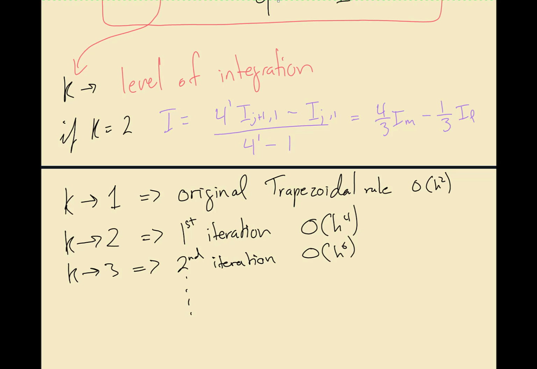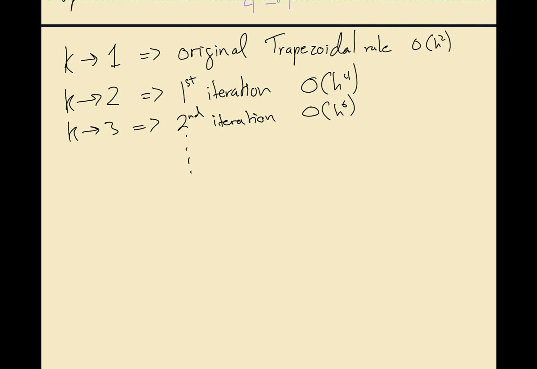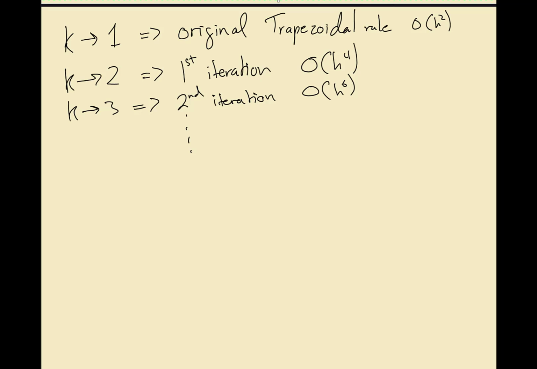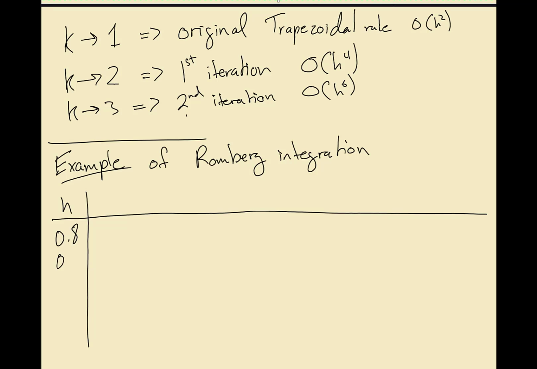So now I'm going to do an example where we go to the third iteration, just to show you how it looks. All right, so let's do an example of Romberg integration. And then after that, I'll give you guys some time to try another problem as well. So using the same equation that we've been looking at, we're going to use a step size of 0.8, half of that 0.4, half of that 0.2, half of that 0.1.